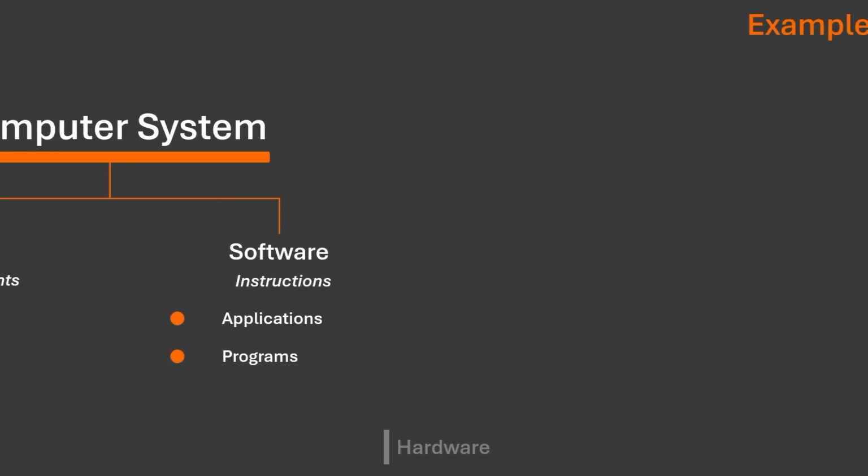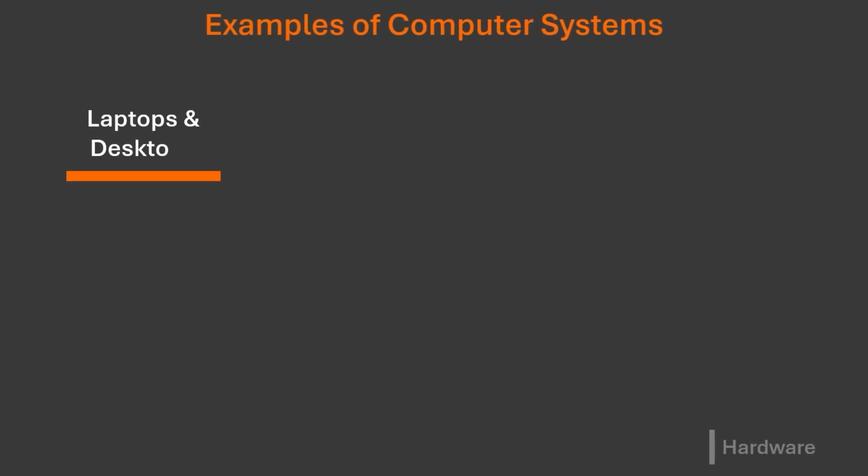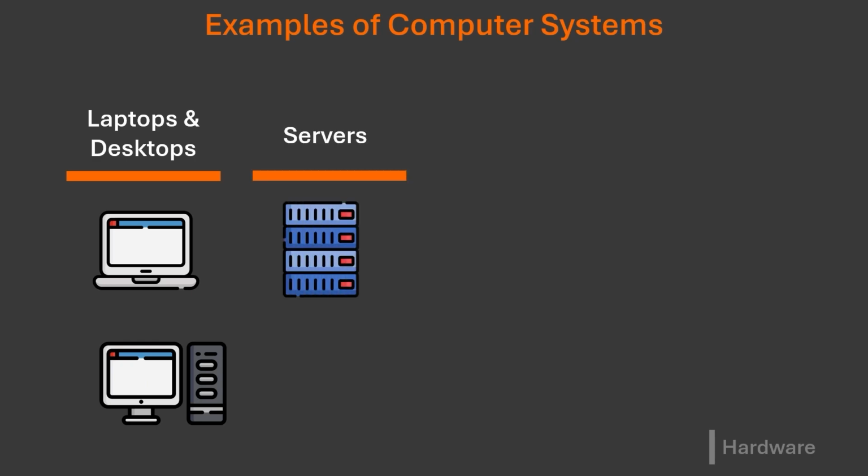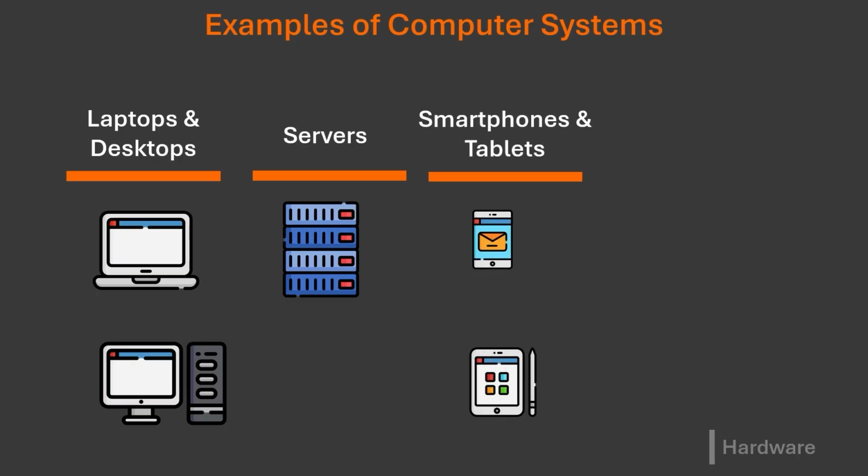There are various examples of computer systems. Laptops and desktops are commonly used for business tasks like emails and presentations. Servers are more powerful systems that store data, run applications, and support multiple users. Smartphones and tablets are portable devices used for both personal and business tasks.